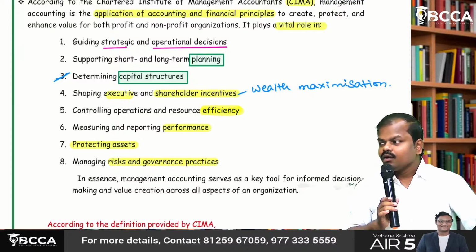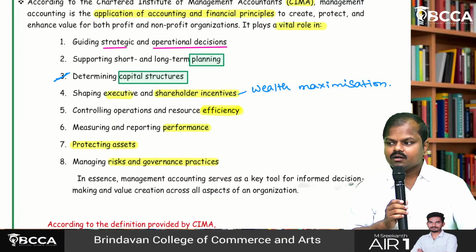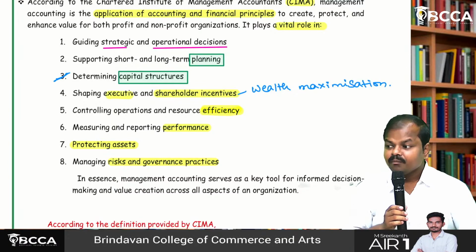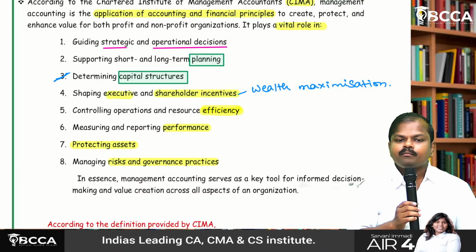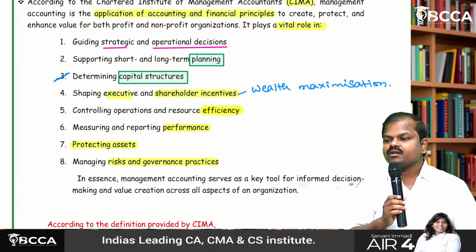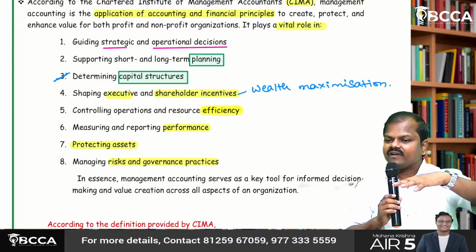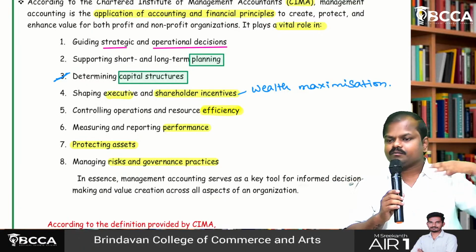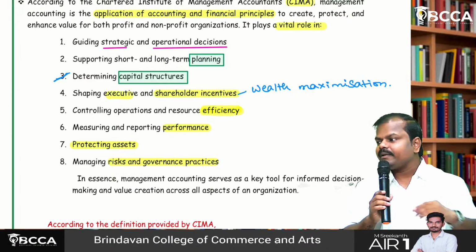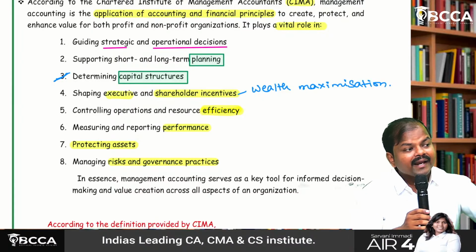Frankly speaking, determining capital structure is purely the purview of FM, the financial management subject. But we will discuss it. Calculation of KO is also purely FM, but we will discuss it in management accounting, in the divisional performance measurement chapter. It means in MA, in our subject, all the subjects come together, and we name it MA, management accountant. Clear? These are the roles of a management accountant.